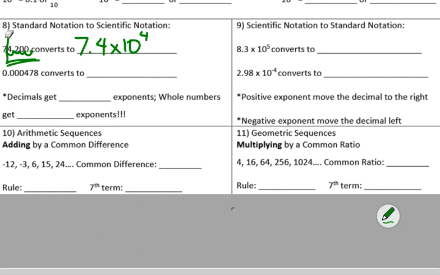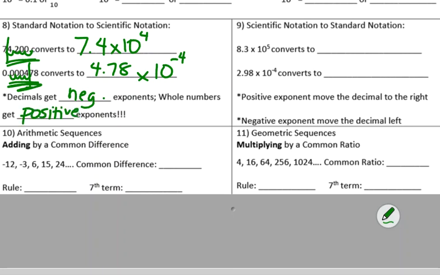With 0.000478, my decimal needs to go in between the 4 and the 7 again, but I'm moving 1, 2, 3, 4 times to the right, and it is a decimal, which means we're using a negative exponent. So decimals get negative exponents, whole numbers get positive exponents.